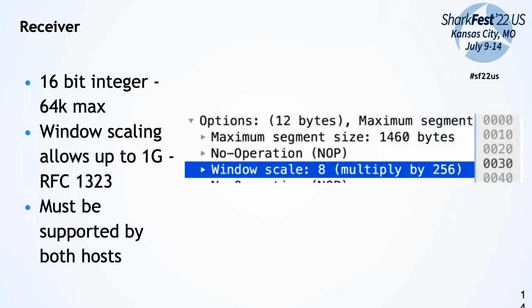And can anyone tell me, I'm kind of giving it away here, where do you find the window scale factor? Yes, I heard in the options of the send packet. That is true. Where else can you find it?